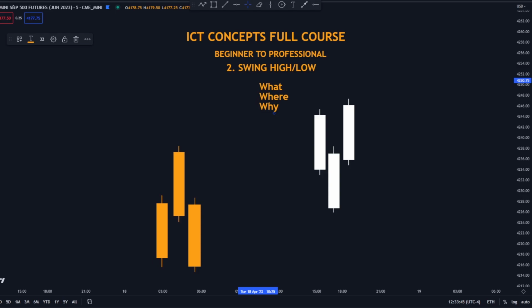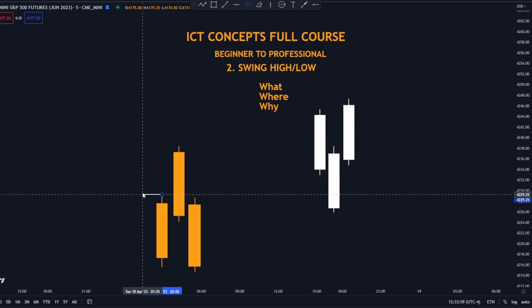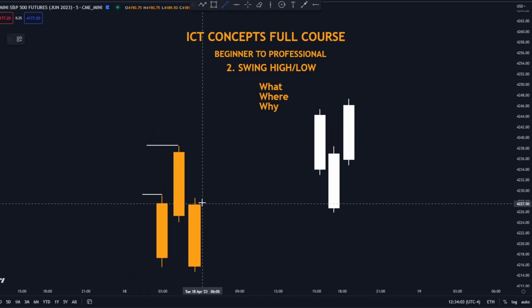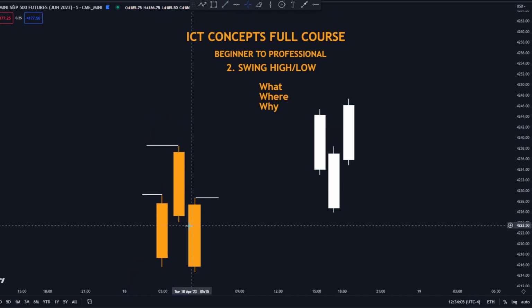Swing low and high. This is swing high and this is swing low. And how do you know? How do you recognize that? It's again based on three candles. First candle is lower than the second candle, and third is lower than the second candle.